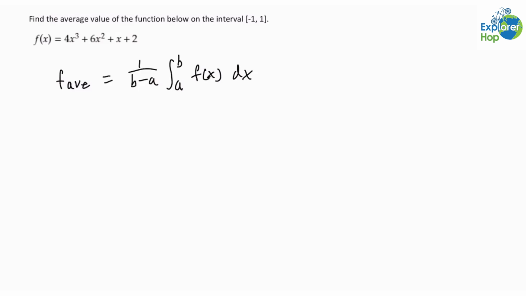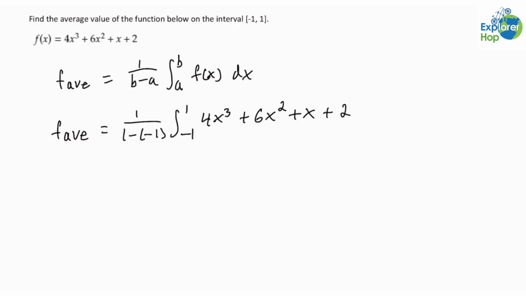So in this case, the average value of the function over the interval from -1 to 1 is equal to 1 over 1 minus -1 times the definite integral from -1 to 1 of the function f of x, which is equal to 4x cubed plus 6x squared plus x plus 2 dx.